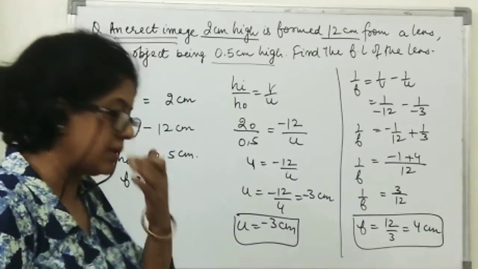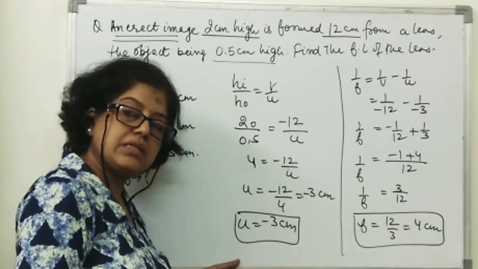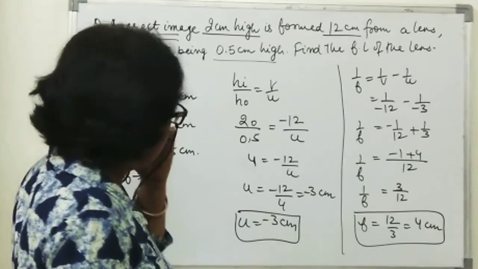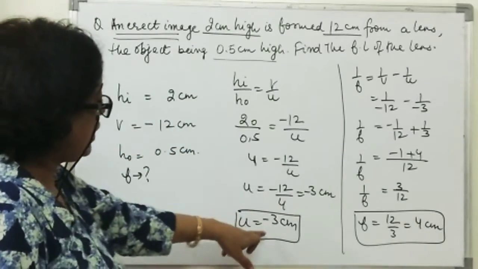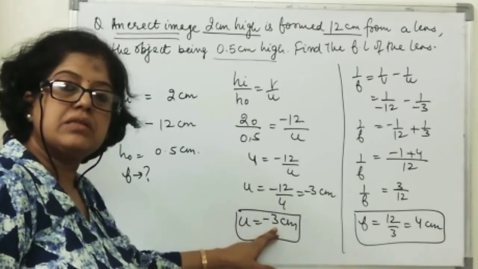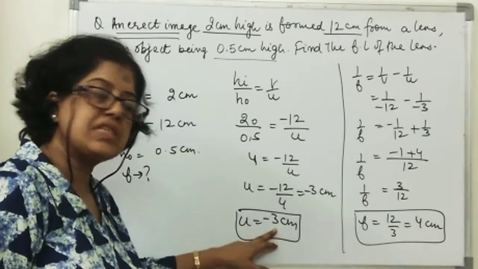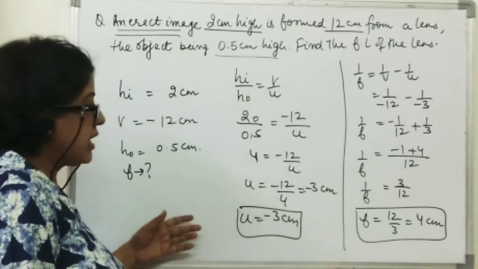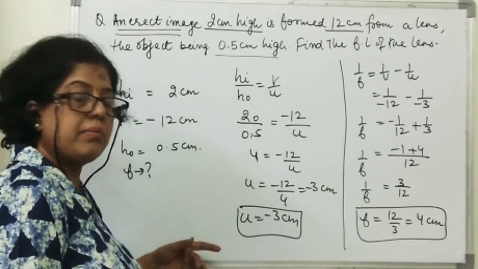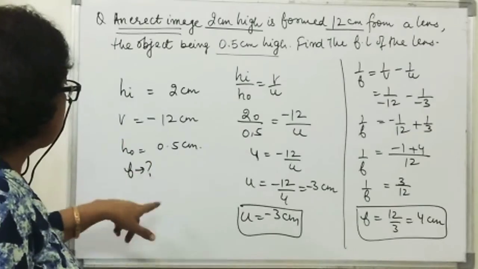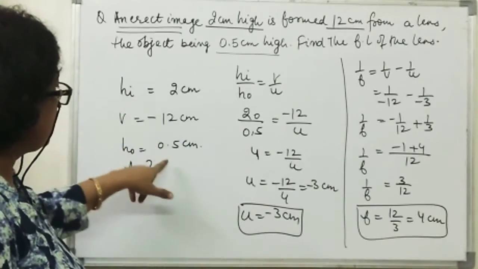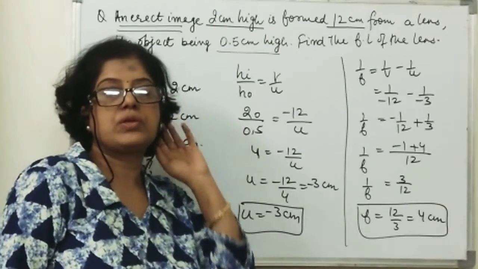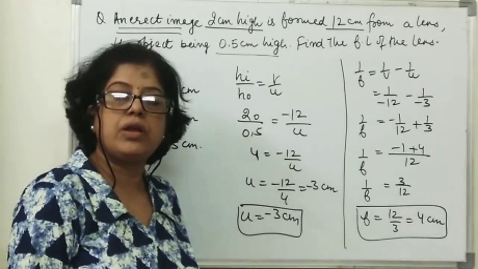That means which lens is it? It is a convex lens, a converging lens. So f is 4 centimeter. u is minus 3. That means this is a case of a convex lens when the object is between O and F. In this case, the image should be virtual, erect and magnified. And we are getting a virtual image and a magnified image. Obviously, hi is greater than ho, so it's a virtual, erect and magnified image. So this is how we solve questions based on the lens formula and magnification.